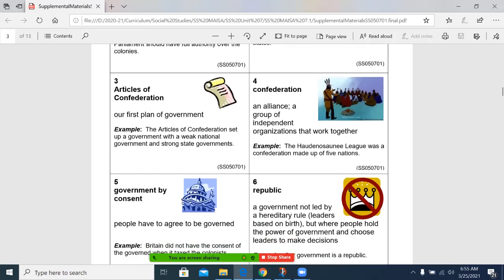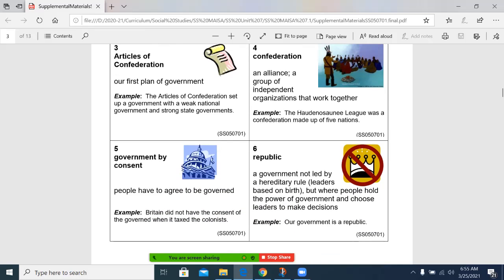And you can see the example is actually the Haudenosaunee League, a confederation made up of 5 nations, now 6. You may sometimes see it in the book referred to as the Iroquois Confederacy. But as time's gone on, we've gotten better at actually using their people's names and not just anglicizing everything.